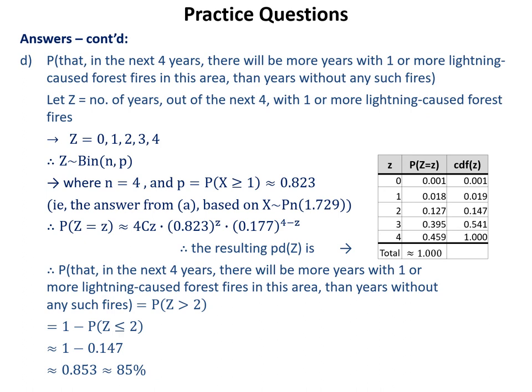And one way we can do that, since Z greater than two is the complement of Z less than or equal to two, is to just take one minus the CDF for two, which from the table, that CDF for two is 0.147. So finally, we get the answer to this question equals 1 minus 0.147, which rounds to 0.853, or to the nearest percent, 85%.